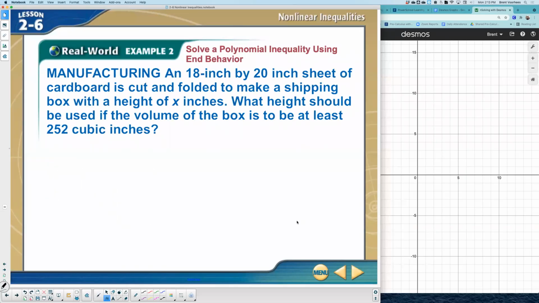All right. Example 2, manufacturing. So we've seen a problem just like this earlier in the year, except it wasn't inequality. So let's reload on this. It says an 18-inch by 20-inch sheet of cardboard is cut and folded to make a shipping box with a height of X inches. What height should be used if the volume of the box is to be at least 252 cubic inches? So I want to remind you of this problem.